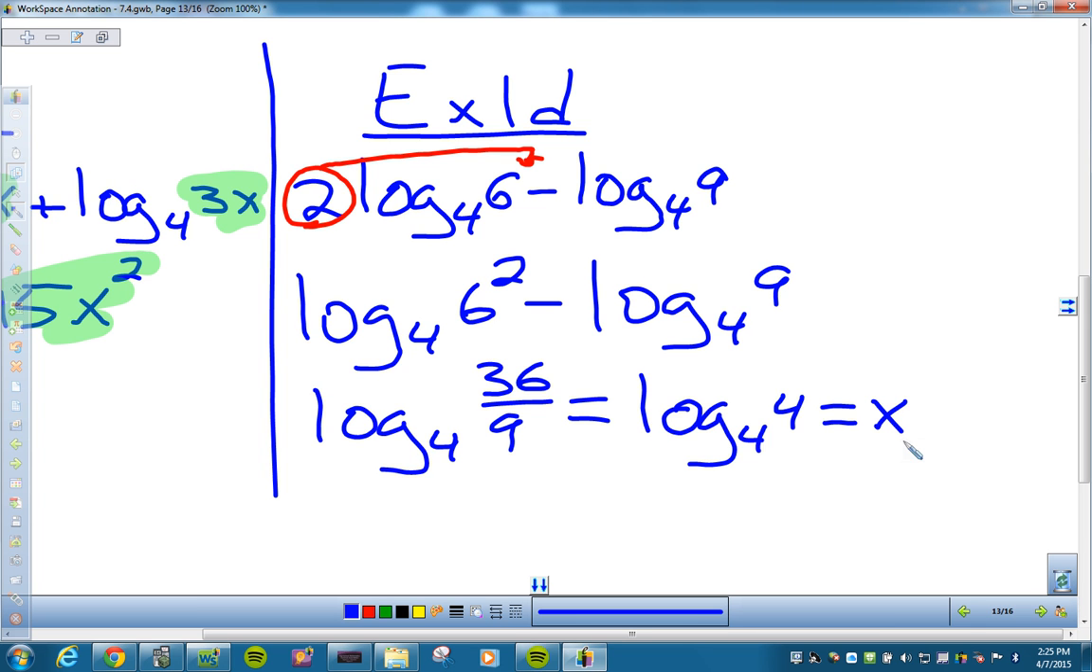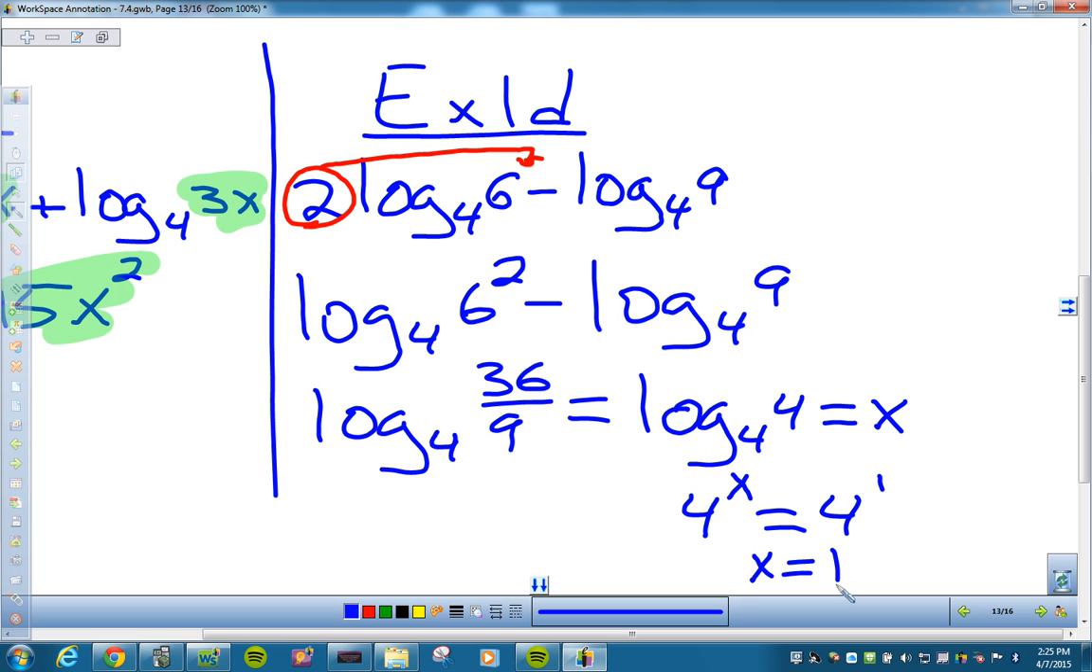And then you could rewrite this exponentially. So 4 to the x power equals 4. What power is this? First power. So then x equals 1. So that's why log base 4 of 4 equals 1. So when it's the same base and the same number next to it, it always just equals 1.